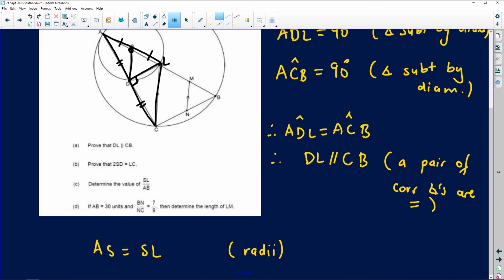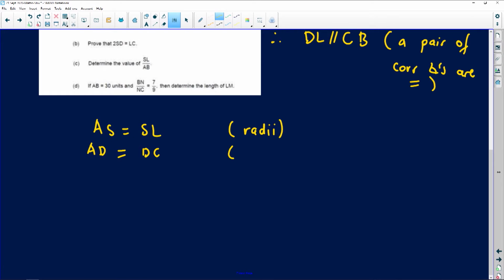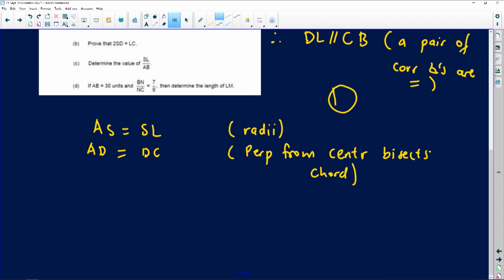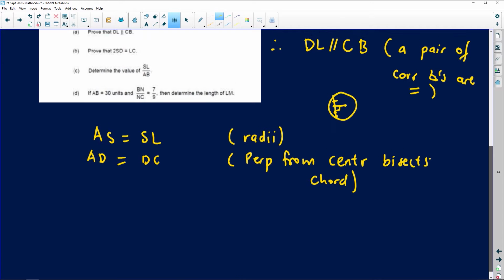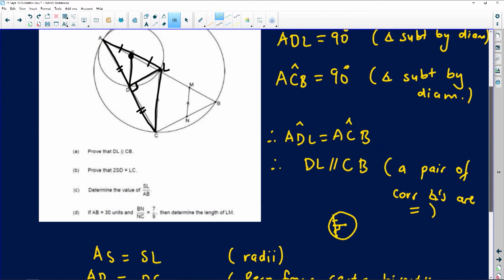That's the first thing. Secondly, I want to argue that AD equals DC. So AD is equal to DC. Why? Well, the reason is because a perpendicular from center bisects chord. Perpendicular from center bisects your chord. It's a theorem that you guys learned, that if you've got this and you've got that, and this is perpendicular, then that will be bisected into 2 equal pieces, right? Very powerful.